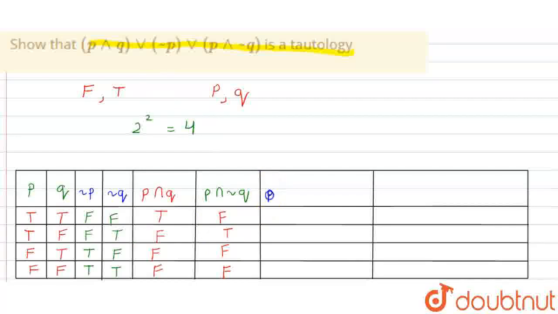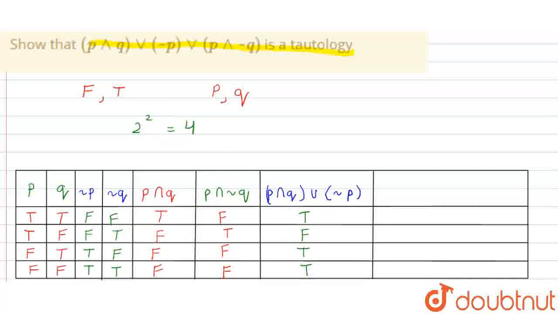Now we have to find (P and Q) or complement P. This or here means that if one is true or both are true, then the answer is true, otherwise it will be false. Now look at this and this. False and true, one is true, so true. Both are false, false. Okay, one is true, so true. One is true, so true.